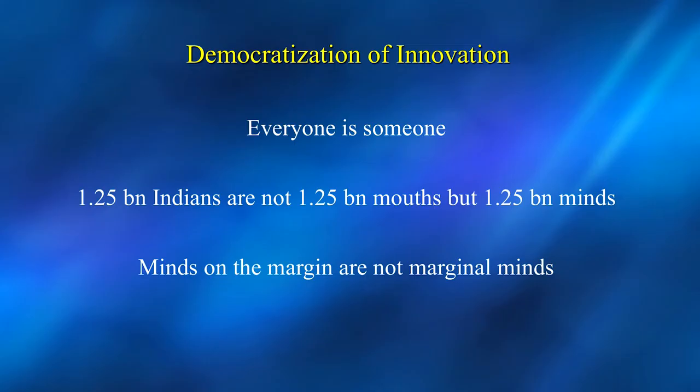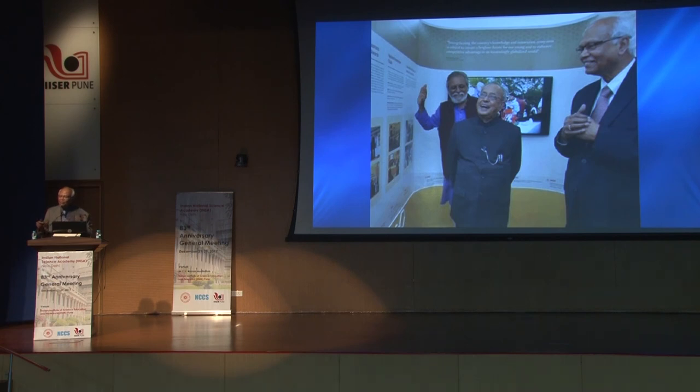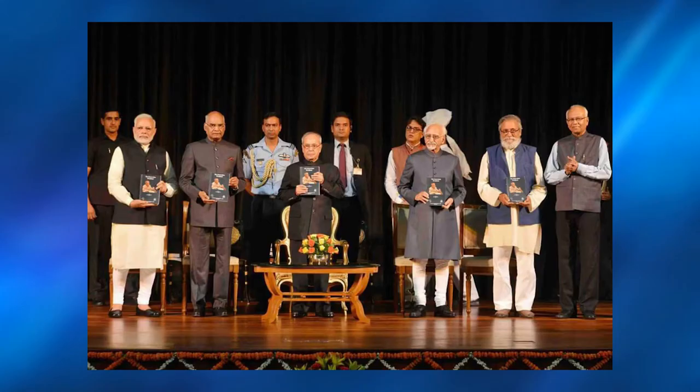Finally, just a quick word, democratization of innovation. Everyone is someone. 1.25 billion are not 1.25 billion mouths, but 1.25 billion minds. And minds on the margin, as Professor Anil Gupta has taught me, are not marginal minds. Every idea matters. How can the science and technology community come to help? Pranab Mukherjee, our former president, has given a special place in Rashtrapati Bhavan for innovation by the people, for the people. And there are some extraordinary ideas. But if the science and technology community can join them, they can be moved into the assured category.